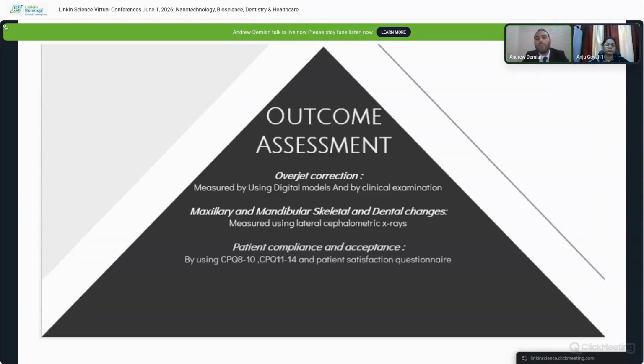The overjet correction was usually measured on digital models. For the other skeletal changes, we used lateral cephalometric X-rays. For patient compliance and acceptance, we used a patient satisfaction questionnaire, which was formulated earlier for different devices, and also a child perception questionnaire for the age groups of 8 to 10 and 11 to 14, because we relied more on the skeletal age of cervical vertebral maturation 2 and 3 rather than the biological age.